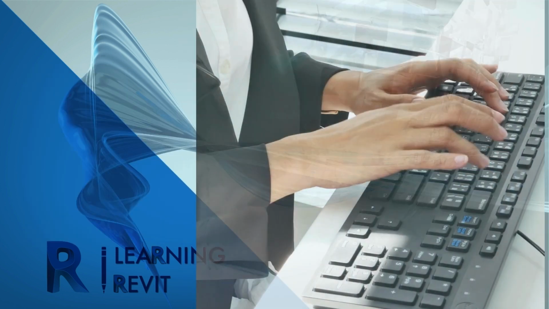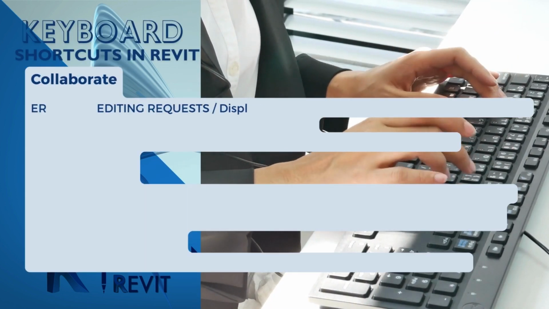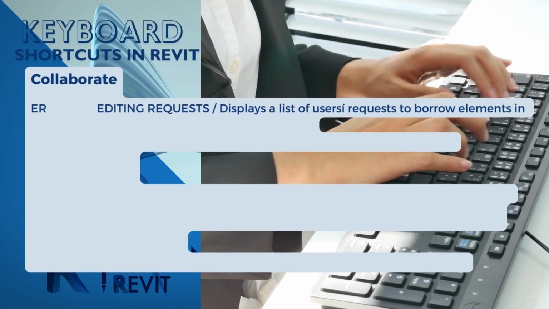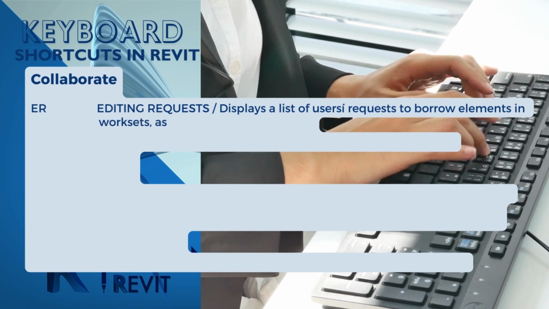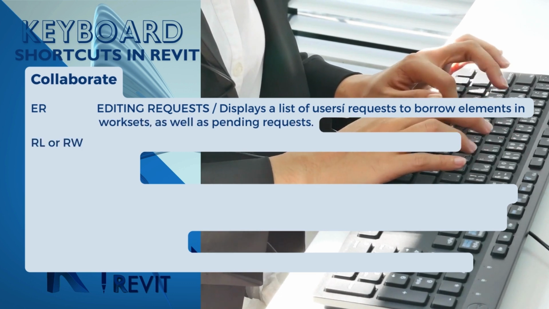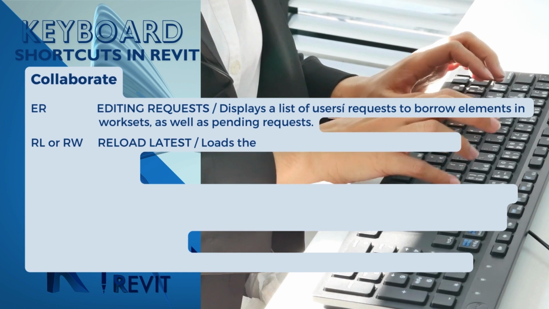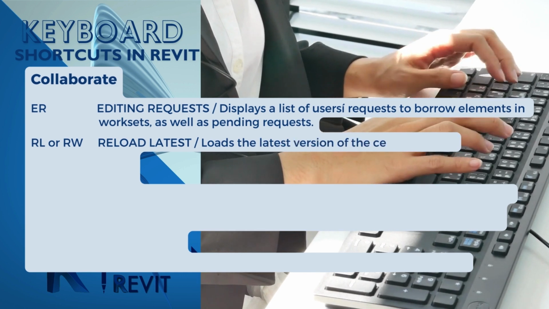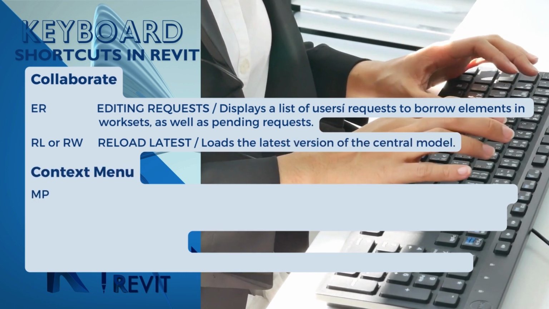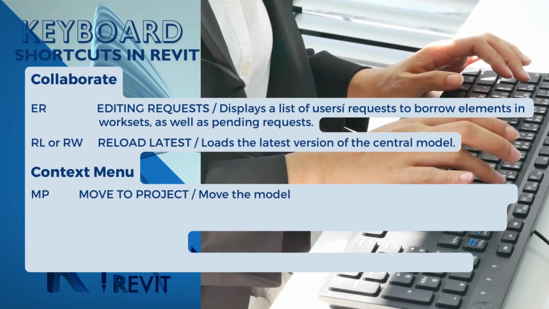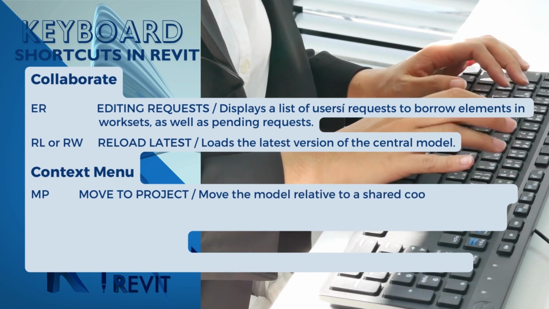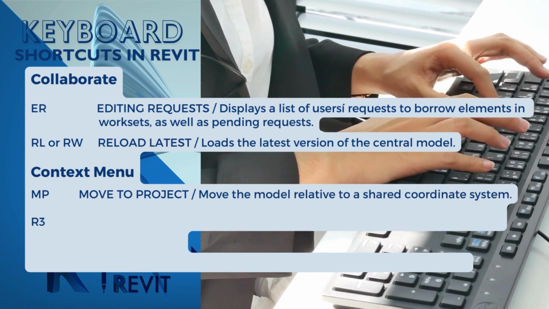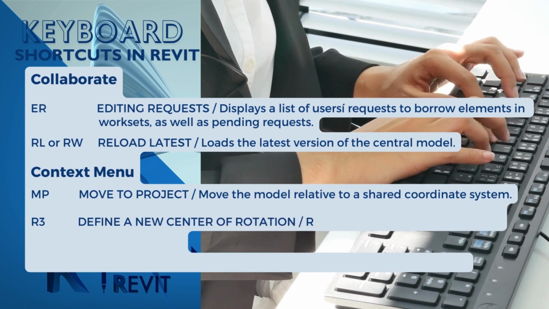Next is Collaborate. ER, Editing Requests, displays a list of users' requests to borrow elements in worksets, as well as pinning requests. RL or RW, Reload Latest, loads the latest version of the central model. Next category is Context Menu. MP, Move to Project, moves the model relative to a shared coordinate system.